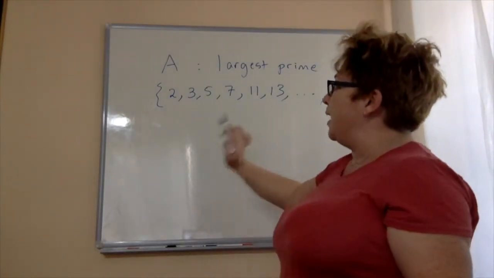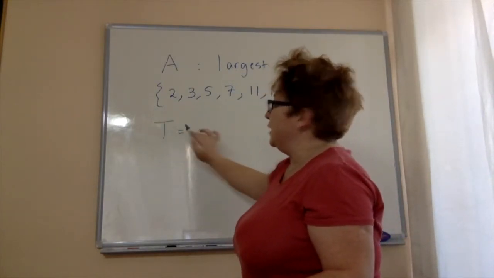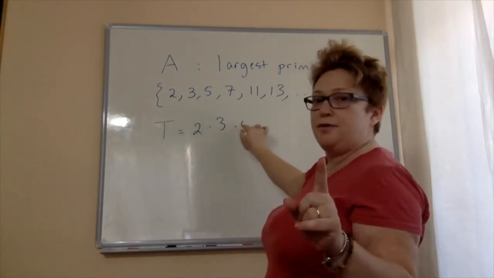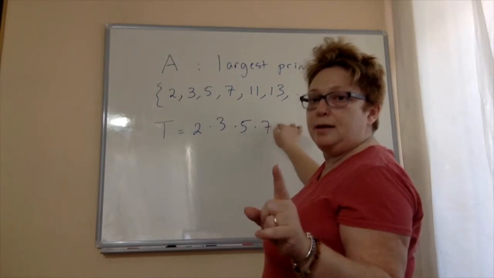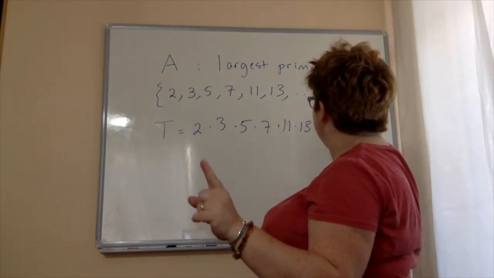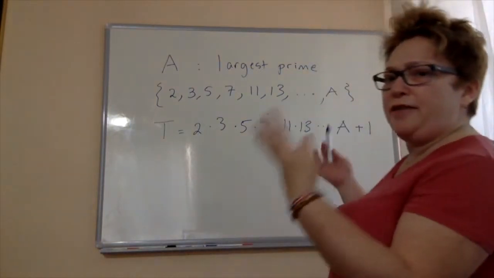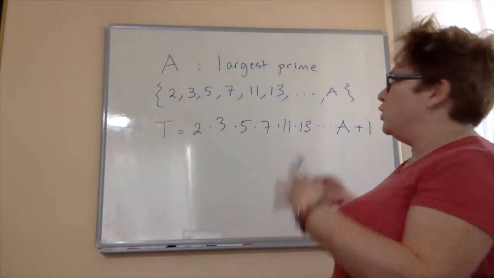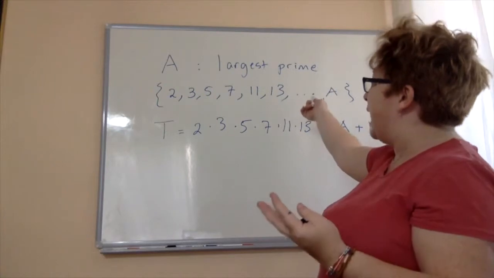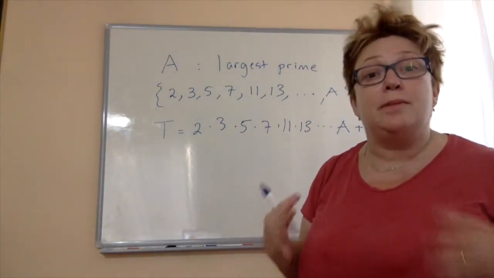Now, think about this number that I'm going to write down. I'm going to call it T, and I'm going to say T equals 2 times 3 times 5 times 7 times 11 times 13, all the way up until A, plus 1. Okay? So I've got this number T, which is the product of all the primes in my set plus 1. Now I ask myself, what kind of a number is T?